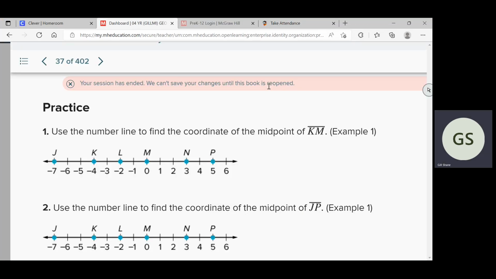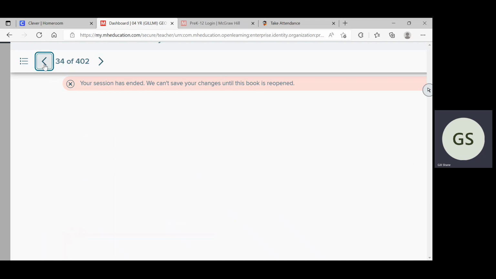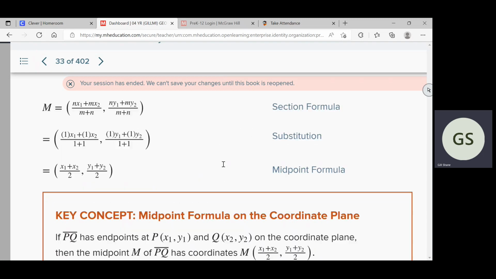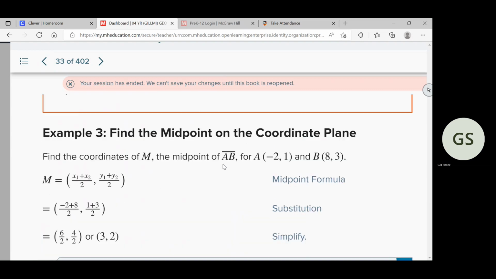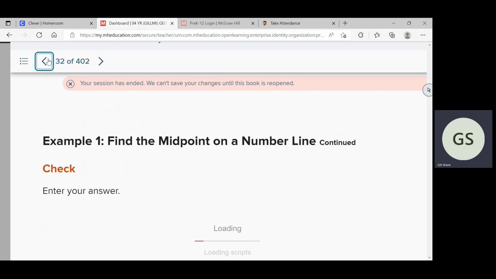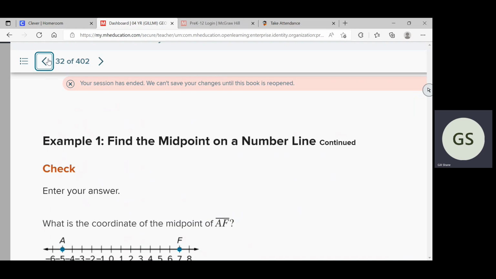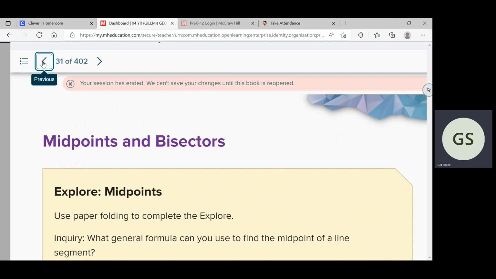So look at the first example, which is page 33, I believe. I don't know if these pages match up. Yeah, they do match up. Was page 33 your first? Is that the first page of this lesson? It should say midpoints and bisectors at the top. It's 31. Okay, so these pages do match up. Good. That makes it easier to find.